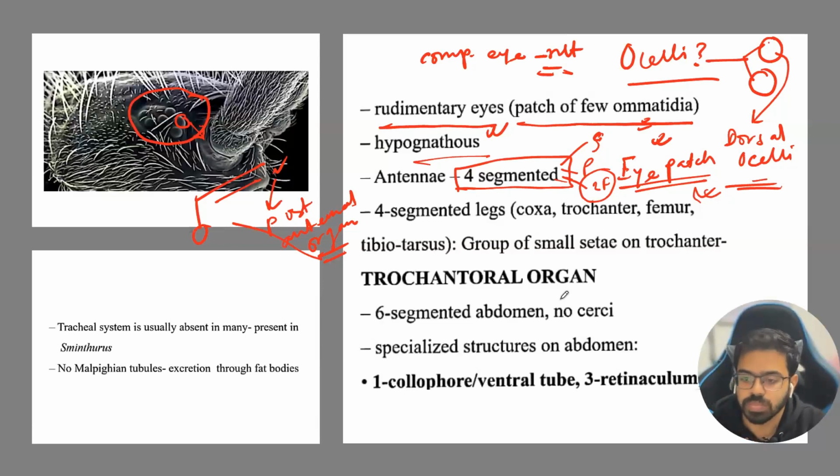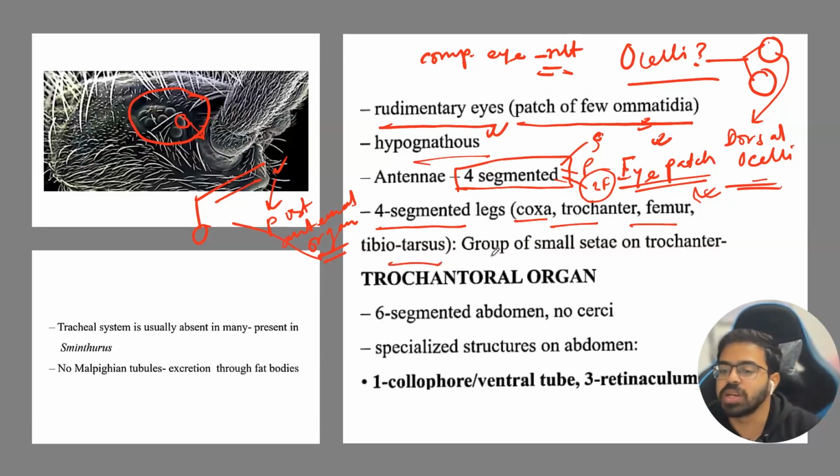Then see, legs are there, 6 legs, but they are 4-segmented. Generally, legs are 5-segmented. 5 true segments are there in the legs: coxa, trochanter, femur, tibia, tarsus. But in case of Collembola, there is coxa, trochanter, femur, and tibiotarsus. Why? Because the tibia and tarsus are fused. That is why it is known as tibiotarsus.